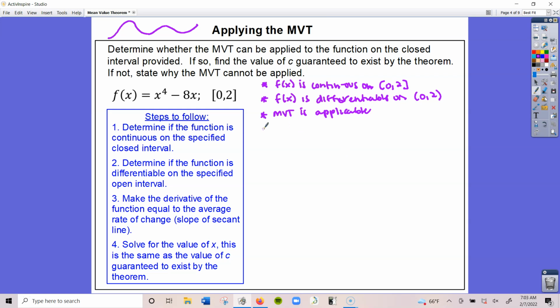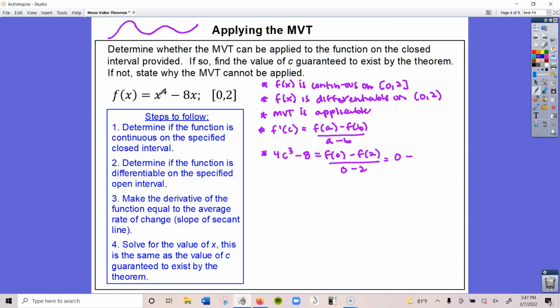Now remember, MVT, and I'm going to write this every time, you don't necessarily need to, but just in case, f prime of c is equal to f of a minus f of b all over a minus b. So now I'm going to take the derivative, replacing my x's with c. So f prime of c would be 4c to the third minus 8. And that's going to equal f of 0 minus f of 2 over 0 minus 2. Now f of 0, when I plug it in, is going to be 0.